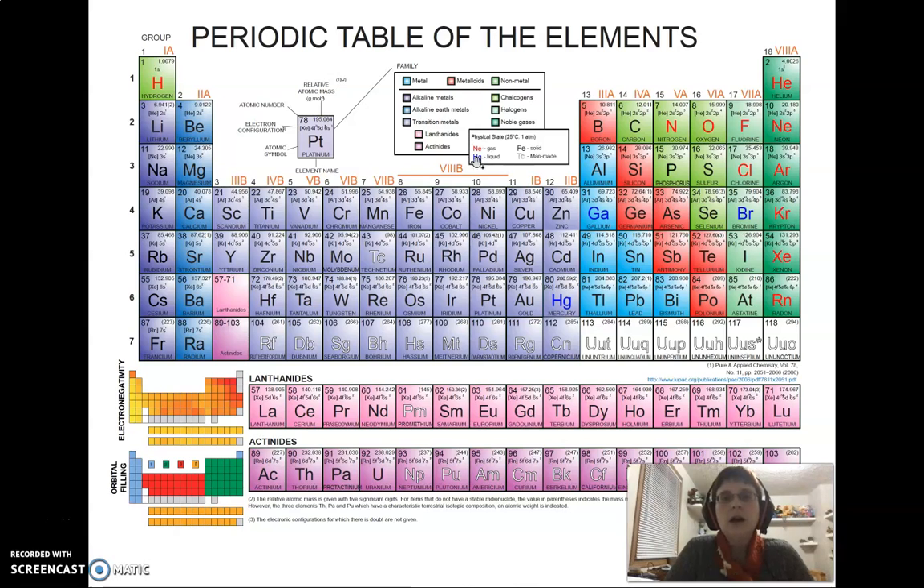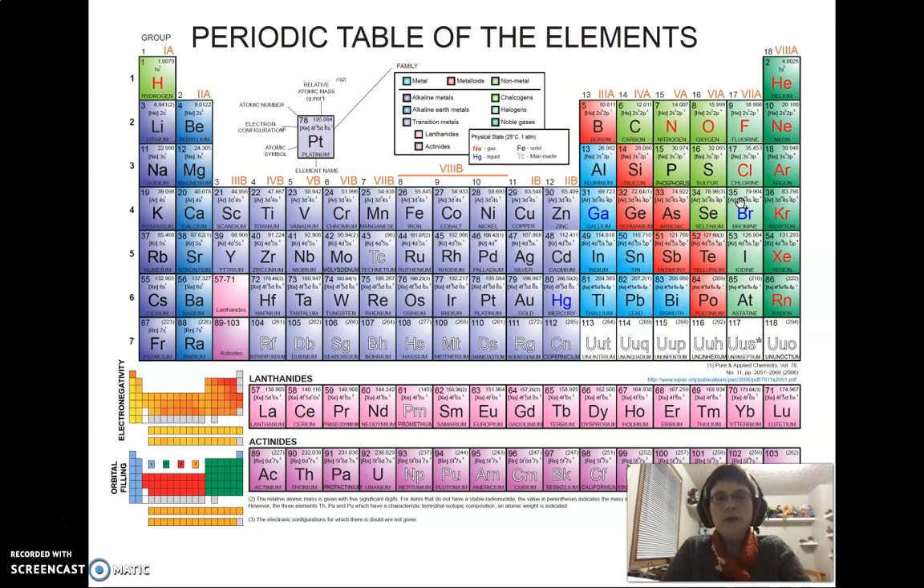If you look here, it's got physical states at 25 degrees. That's basically room temperature. If it's red, it's a gas. If it's blue, it's going to be liquid. And if it's black, it's going to be a solid. So you can see that a good number of the nonmetals are going to be gas at room temperature. There are some solids: carbon, phosphorus, sulfur, and selenium, as well as iodine and astatine. They're all going to be solids. There is one liquid, and that is bromine.